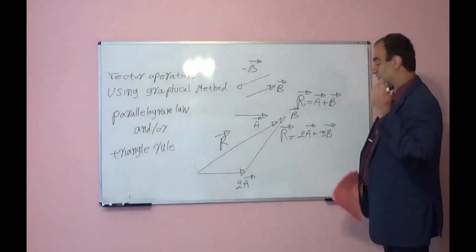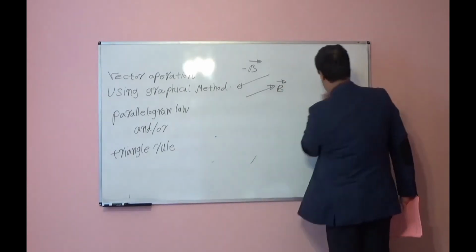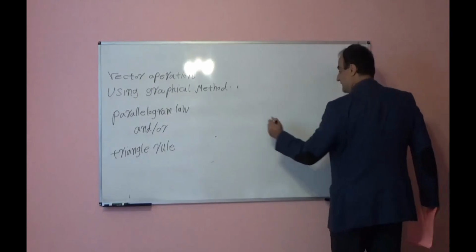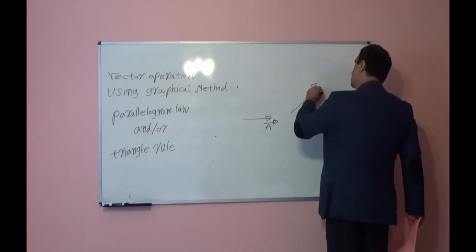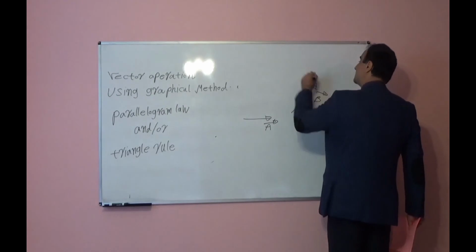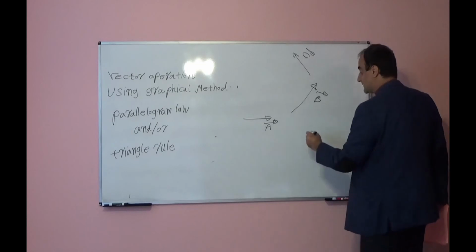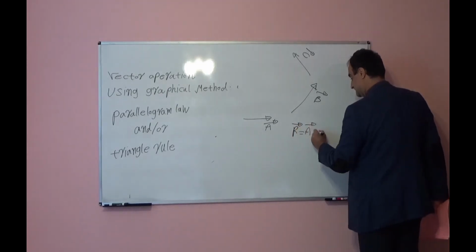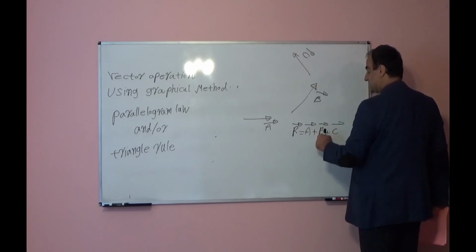If you have more than one vector, for example, 3 vectors or 4 vectors, you have vector A, vector B, vector C. How can we find the resultant vector? A plus B plus C.